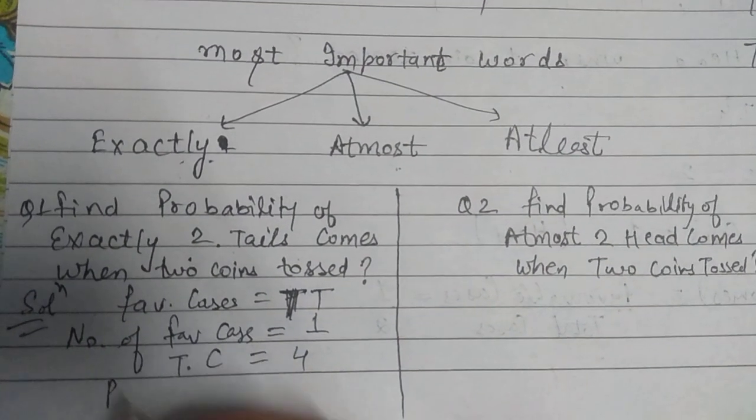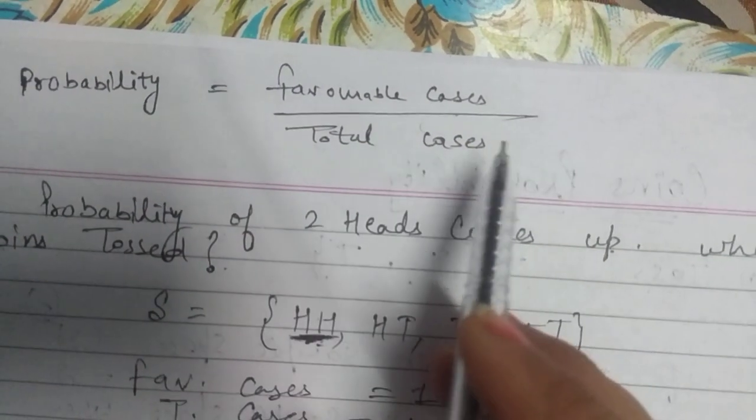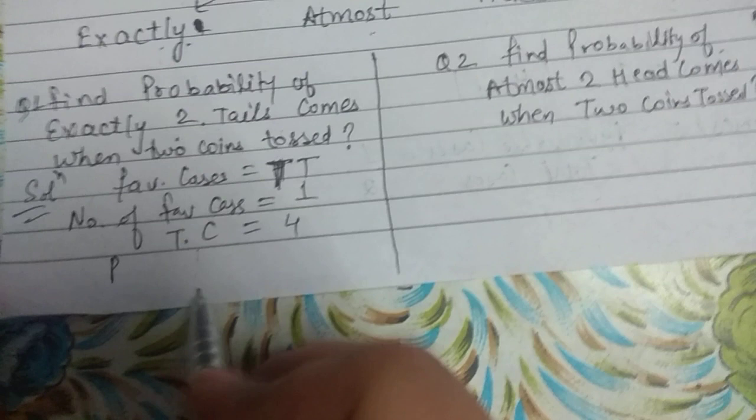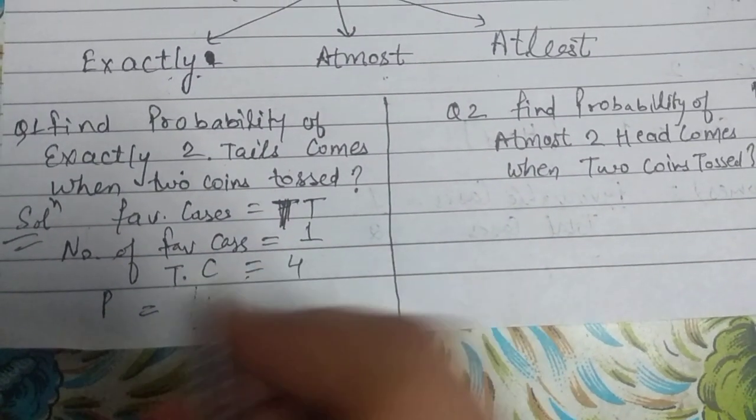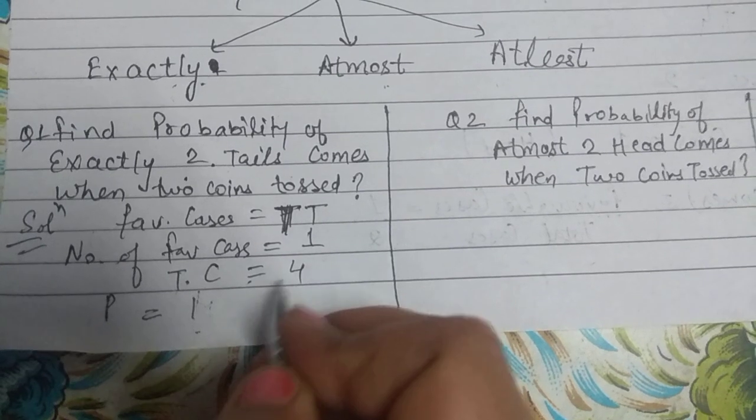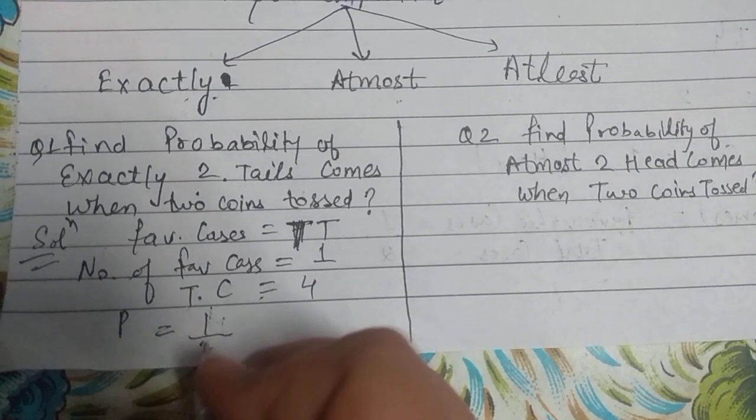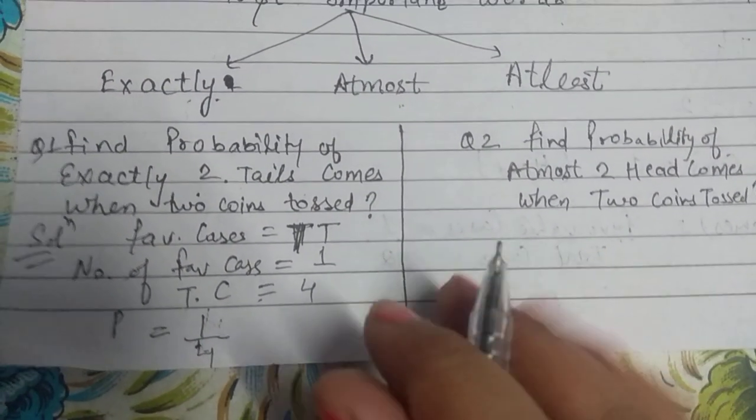So the probability formula is favorable cases upon total cases. Now we find the probability here. Probability is equal to favorable cases, that is 1, and total cases, 4. So 1/4 is the probability. Now we have to find the second answer.